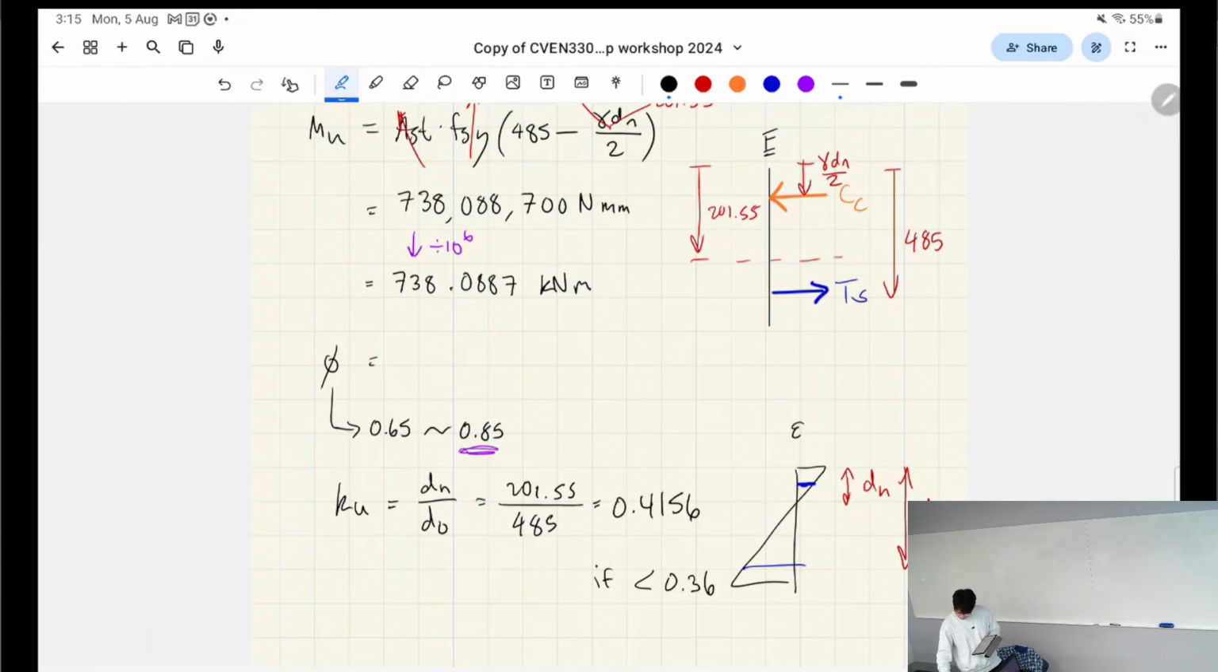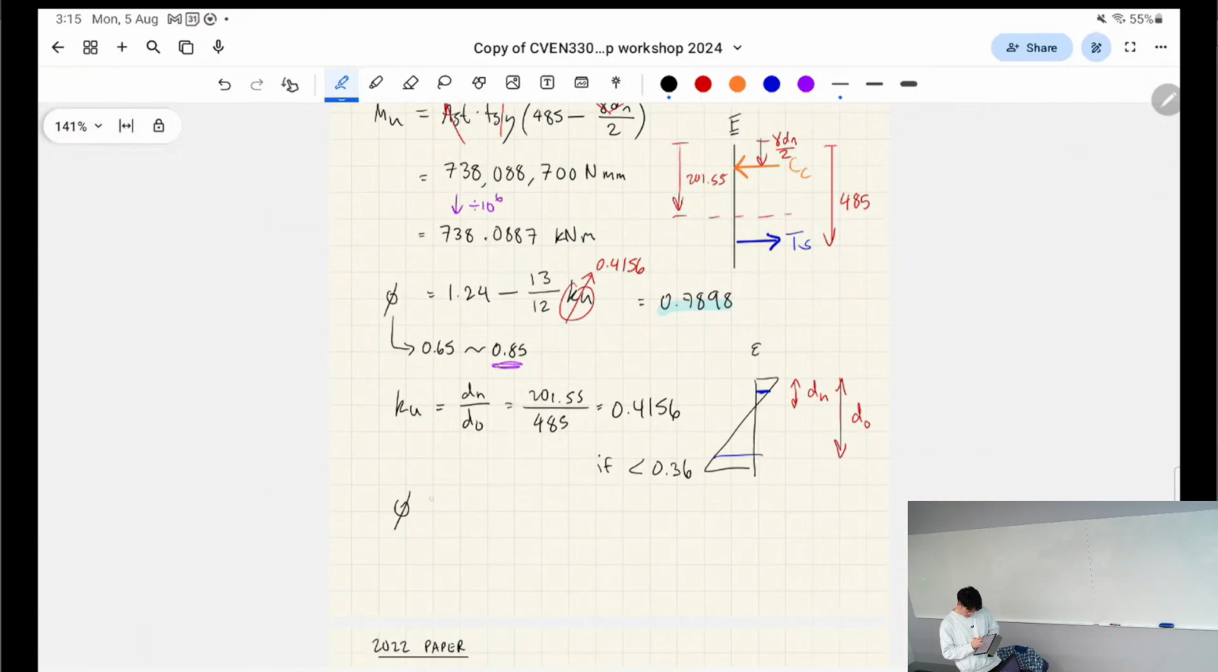So basically this number, in the case of linear interpolation, is 1.24 minus 13 over 12 times that ductility constant. So that was 0.4156, right? Giving us a capacity reduction factor of 0.7898, okay? This gives the answer to our question as phi Mu is 0.7898 multiplied by this number here.